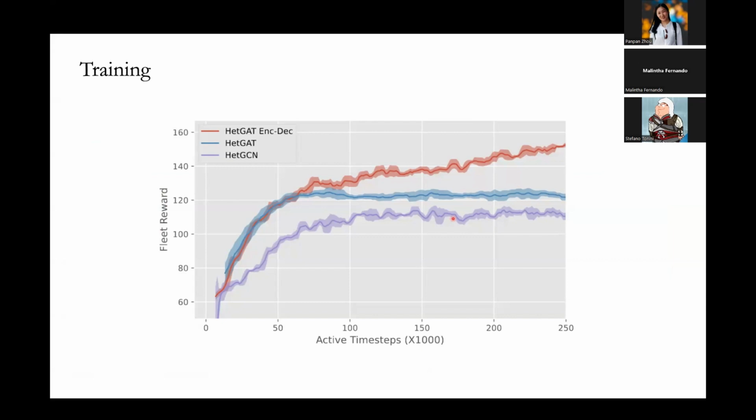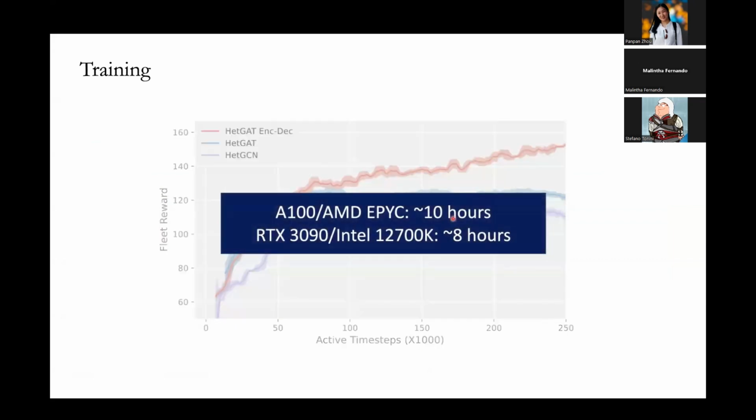So this is the training plot. I compared that to general graph attention and graph convolution, and we found that encoder-decoder can perform the best. The training wasn't too terrible either. On a reasonable desktop, we were able to train this within 8 hours.